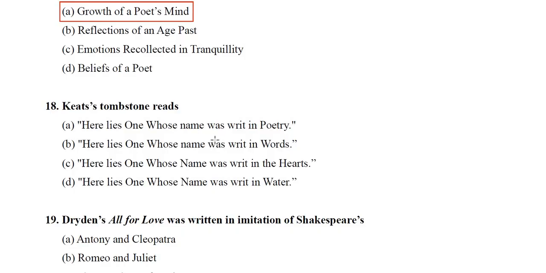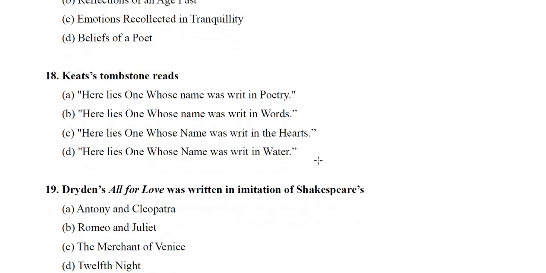Keats's tombstone reads... So, what is inscribed on the tombstone of John Keats? Here lies one whose name was writ in poetry. Here lies one whose name was writ in words. Here lies one whose name was writ in the hearts. And here lies one whose name was writ in water. It's a famous line that we see in the history of English literature. That answer will be option D. Here lies one whose name was writ in water.